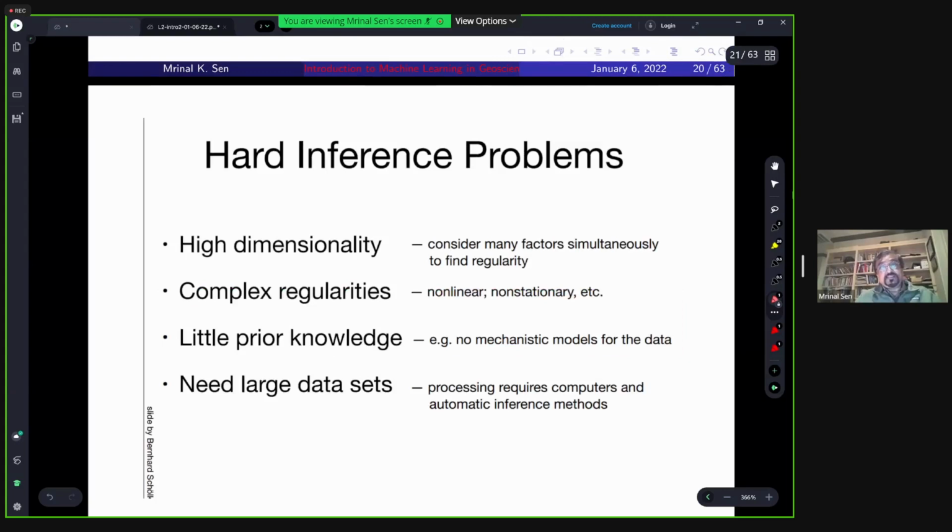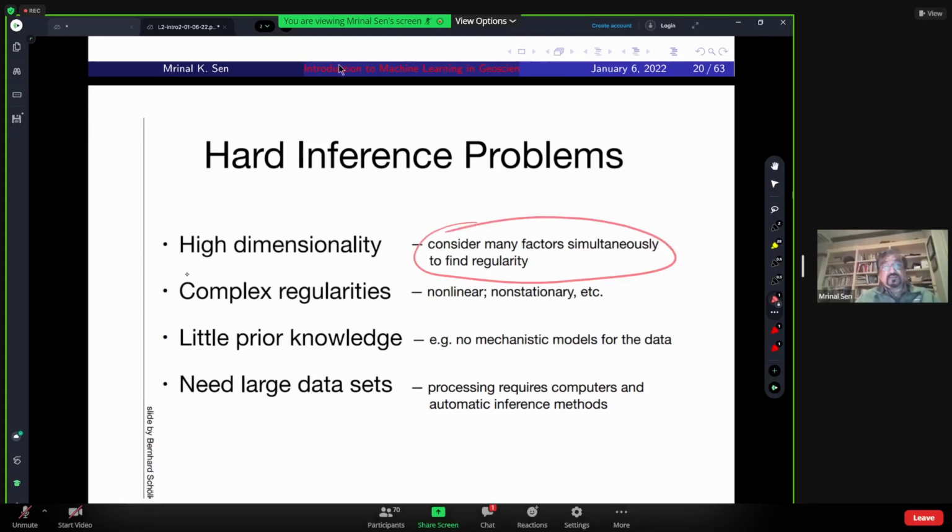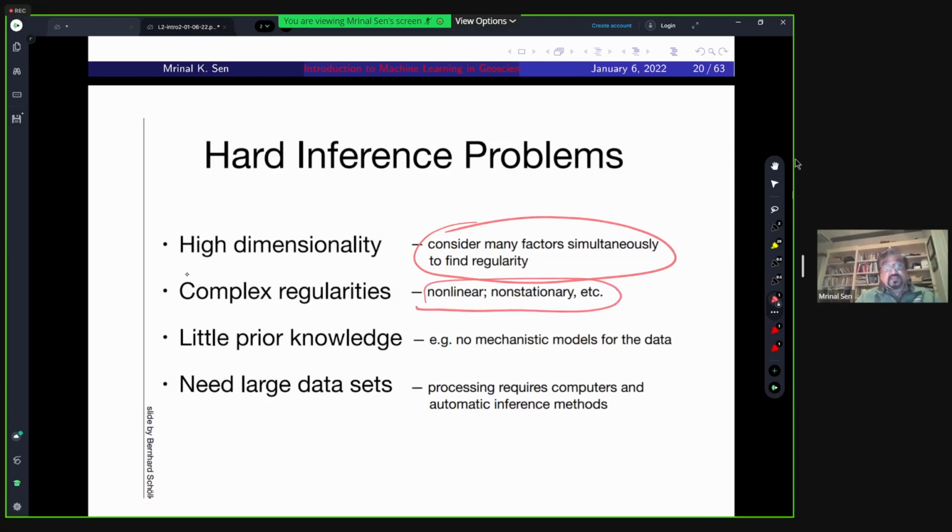And so the problem of inference becomes hard when there is high dimensionality. By that, what I mean is that you don't have just one factor, but many factors to take into account before you can make an inference. When you have complex irregularities, this could be nonlinear, could be non-stationary. Now, the most difficult part is when you have little prior knowledge, and that's when we run into a whole bunch of difficulties. And also we have huge data sets that we have to sift through and identify some of these things.